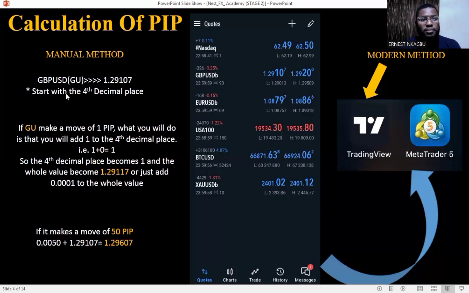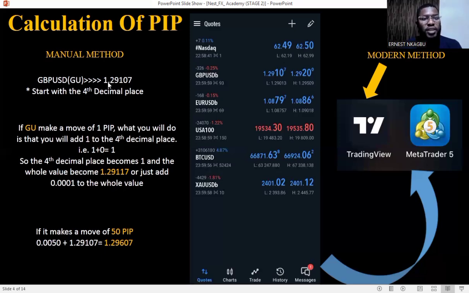So coming to this, I said if GBP/USD is 1.29107, you can see it's 1.29107, and we will start with the fourth decimal place. Do you understand? So looking at this, this is the first decimal place, second, third, and this is the fourth decimal place. If GU, that is GBP/USD, makes a move of 1 pip, what you will do is add 1 to the fourth decimal place.